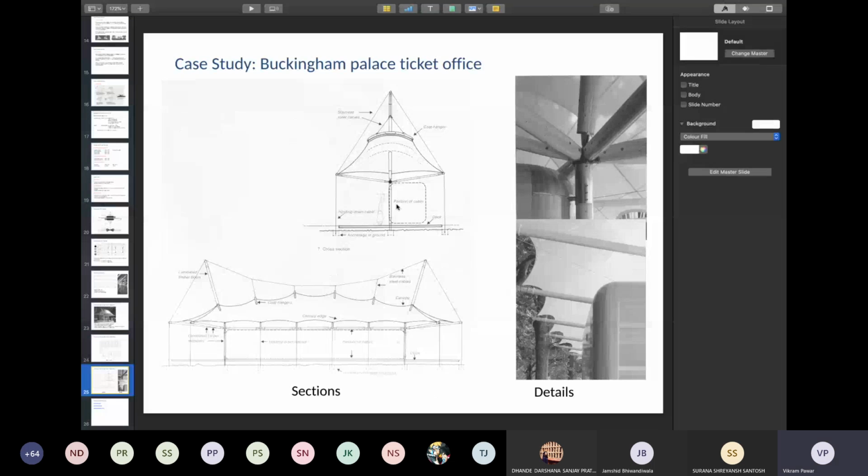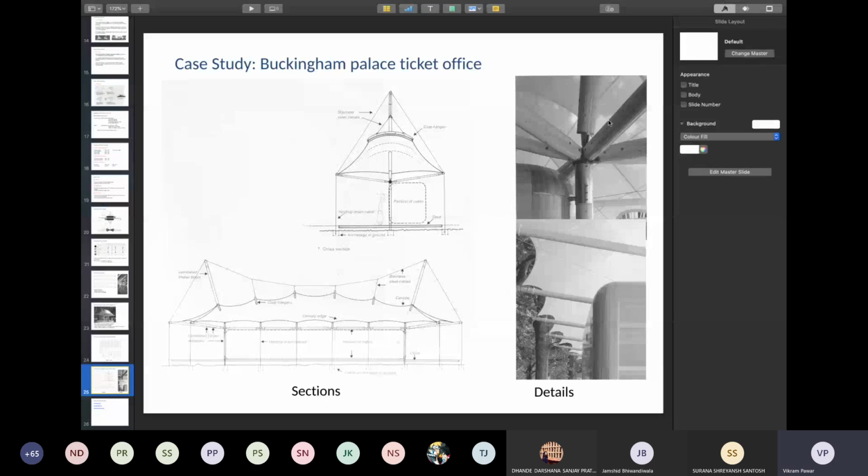Some more photographs and images, drawings of how this shape is achieved. It's just these two posts. This post continues in both directions, and they are pulled back so that they remain in place, and all the hangers are suspended from this cable in between.